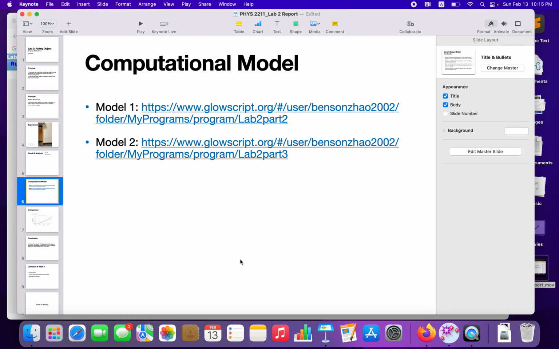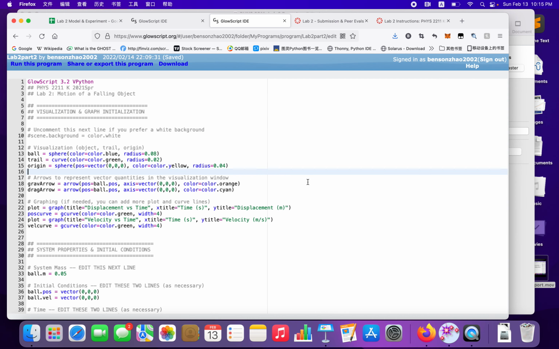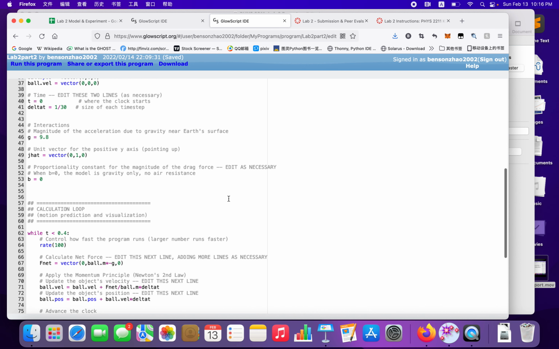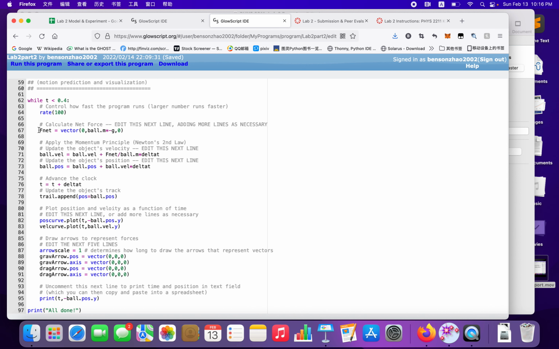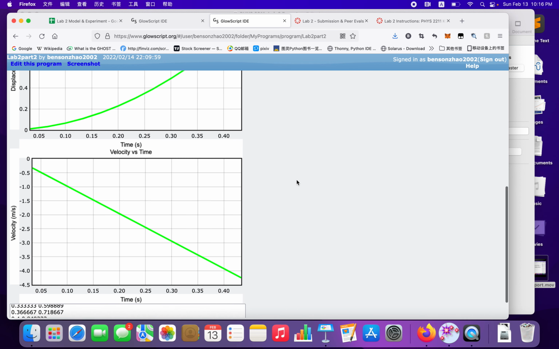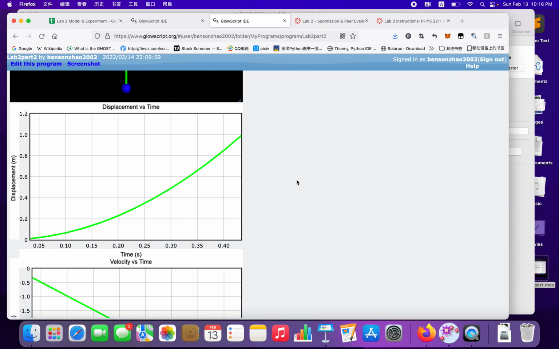And here is my code. So in our first model, we only take account of the gravity. As you can see, the net force uses the gravity directly, and this is how it goes. And by the way, we only visualize the displacement to consider how far the object has moved, since in our case the object never changes direction.